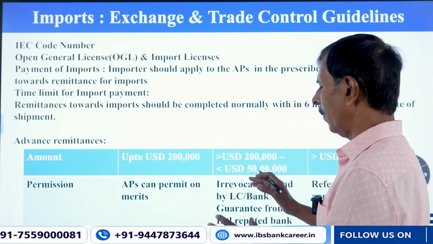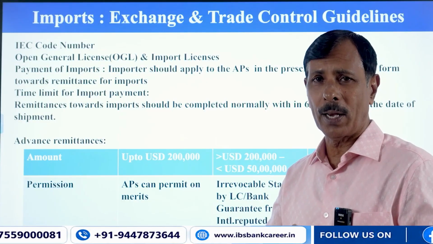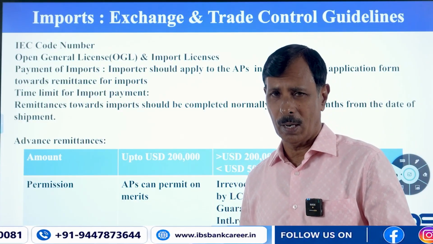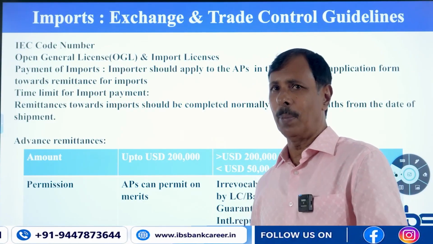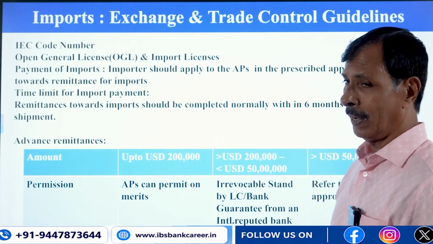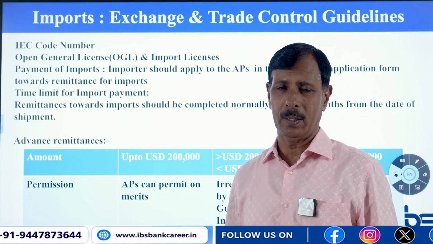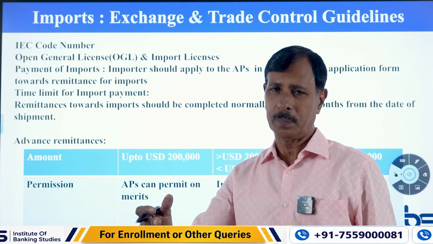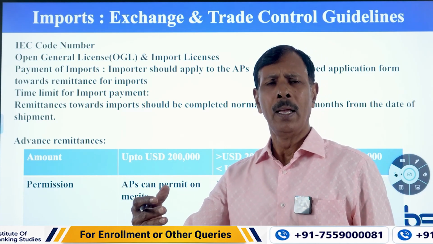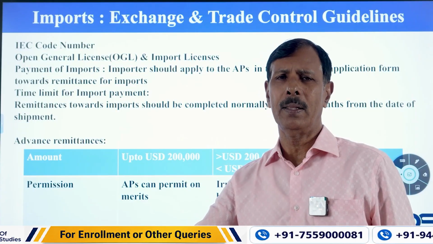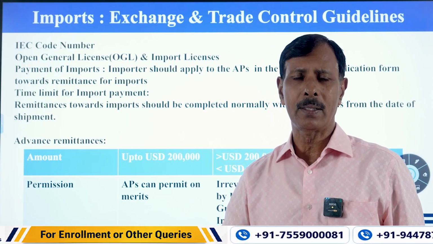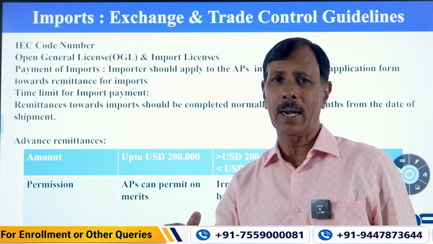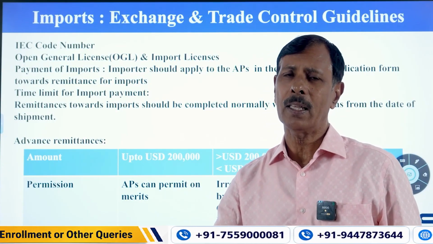And next is, if the request for advance remittance is between 2 lakh US dollar and 50 lakh US dollar, in that case, you should call for either a standby LC or a guarantee from an internationally reputed bank. So from the foreign bank, suppose the person is importing from Japan, probably from a bank in Japan, they have to either give a standby LC or issue a guarantee. What's the guarantee? The bank will guarantee that if you make the payment, the goods will be shipped.